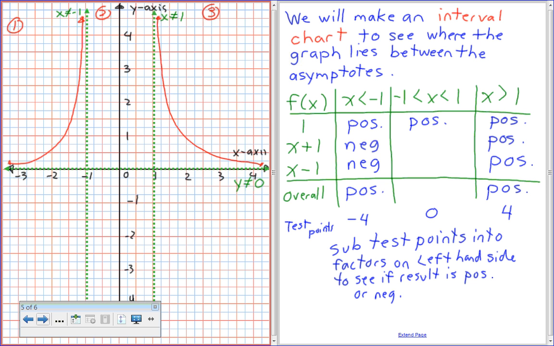All right, now for the middle section. Georgie, I'm picking on you. Georgie, what is 0 plus 1, please? Is 1 positive or negative? Georgie, what is 0 minus 1, please? Is negative 1 positive or negative?